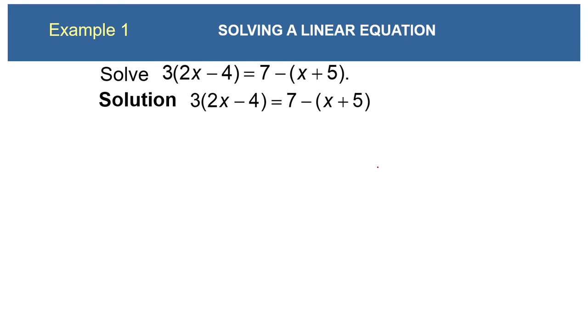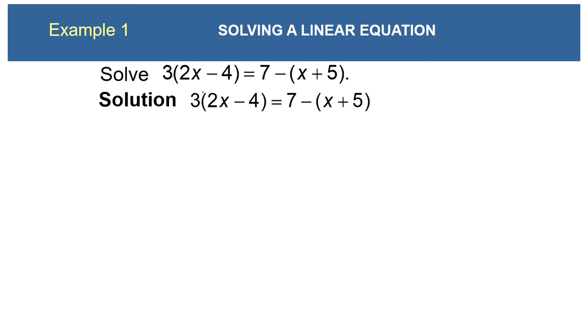Let's look at example 1. We have to solve 3 times the quantity 2x minus 4 equals 7 minus the quantity x plus 5. You're always welcome to pause the video and try any of these questions on your own. That's what I recommend you do after we finish the problem or before we try the problem.